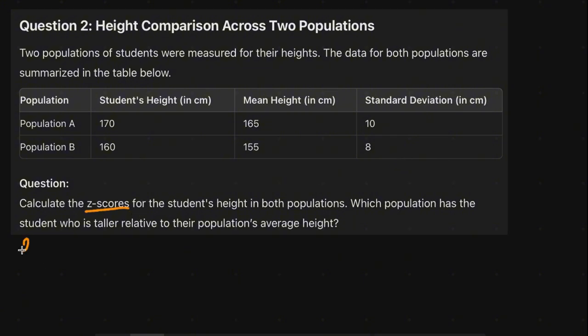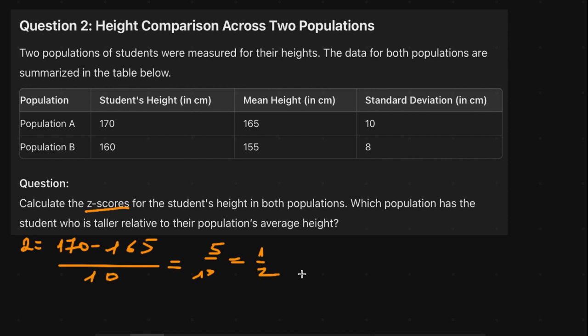So for the z-score of the student in population A, I'm just going to subtract the mean from the student's height in population A, and I'm going to get 5 over 10, or 1 over 2, all right? 1 over 2 is the z-score of the student's height in population A.